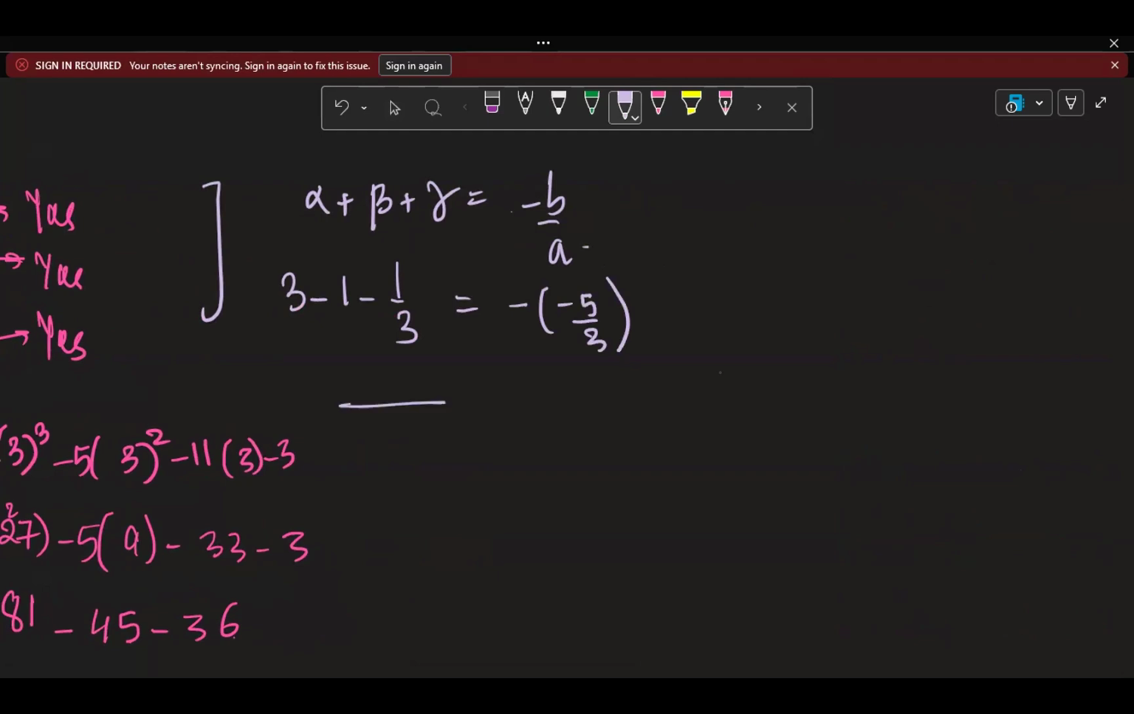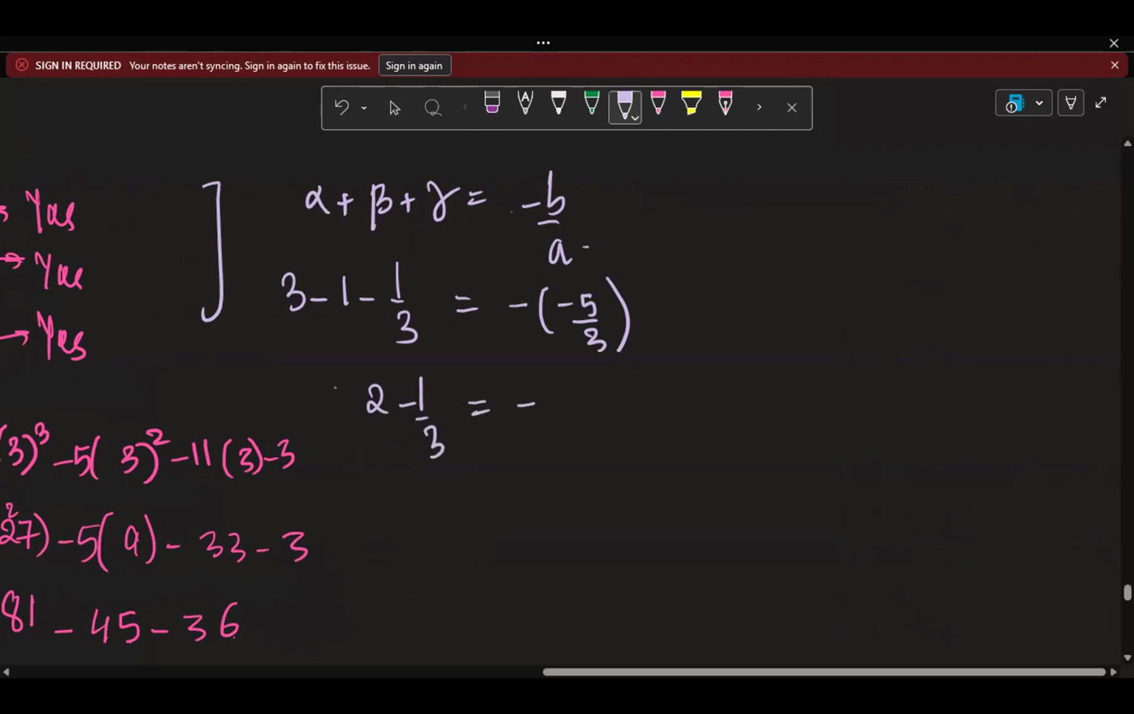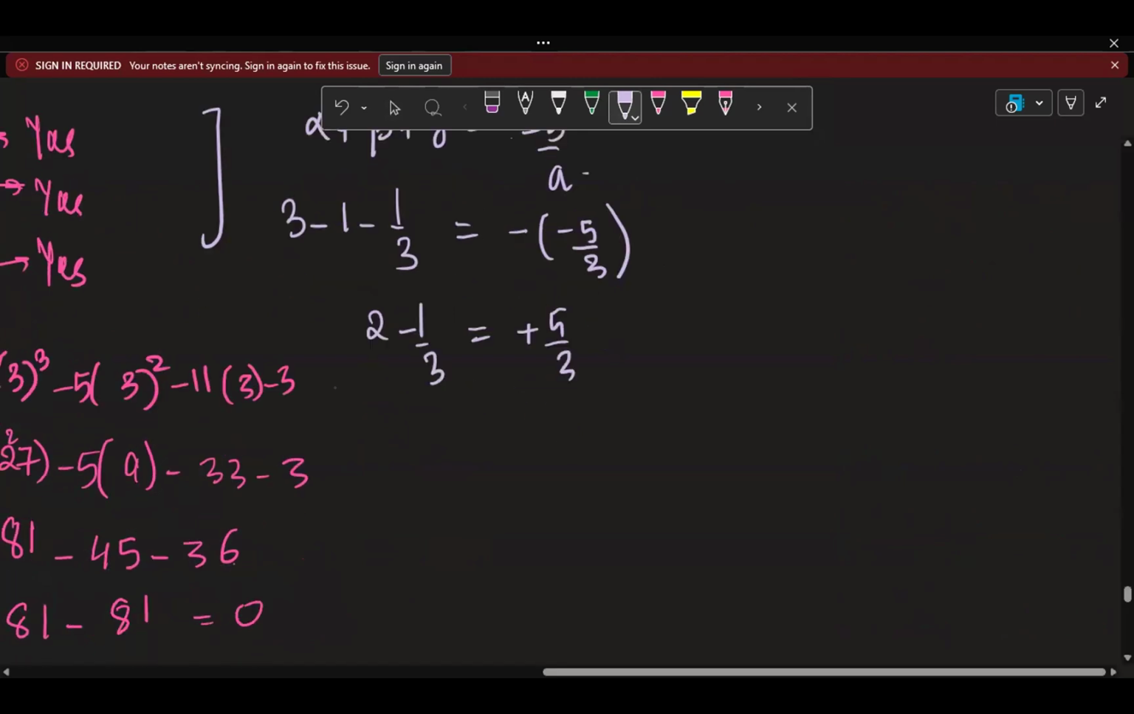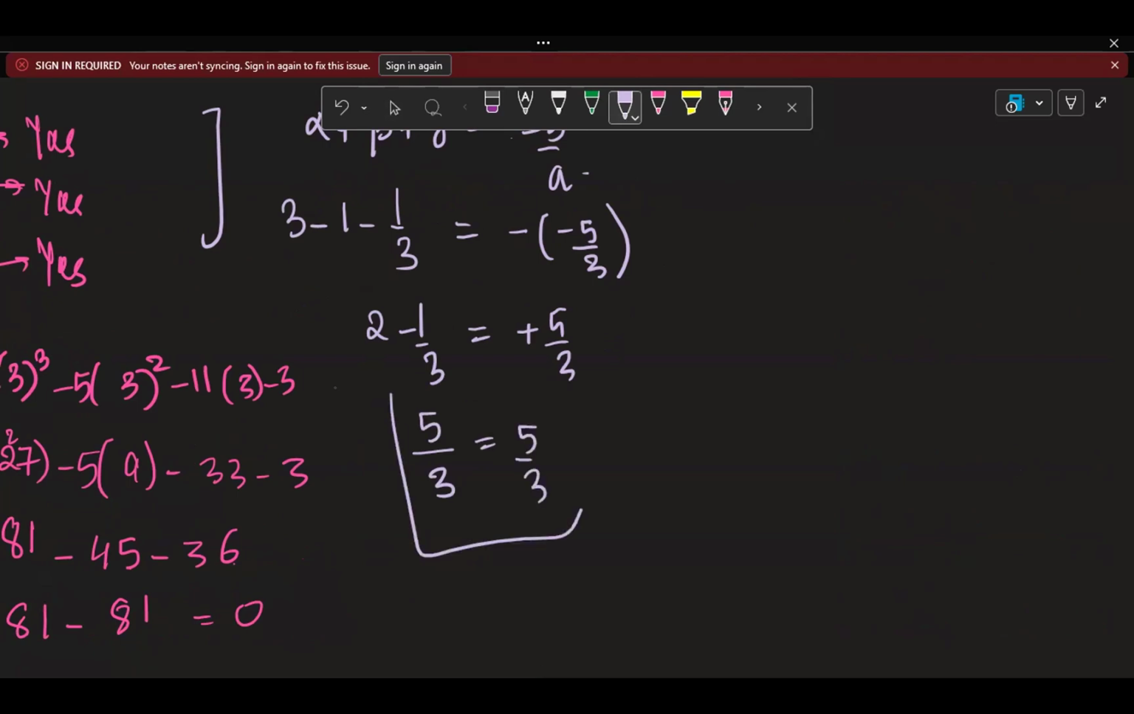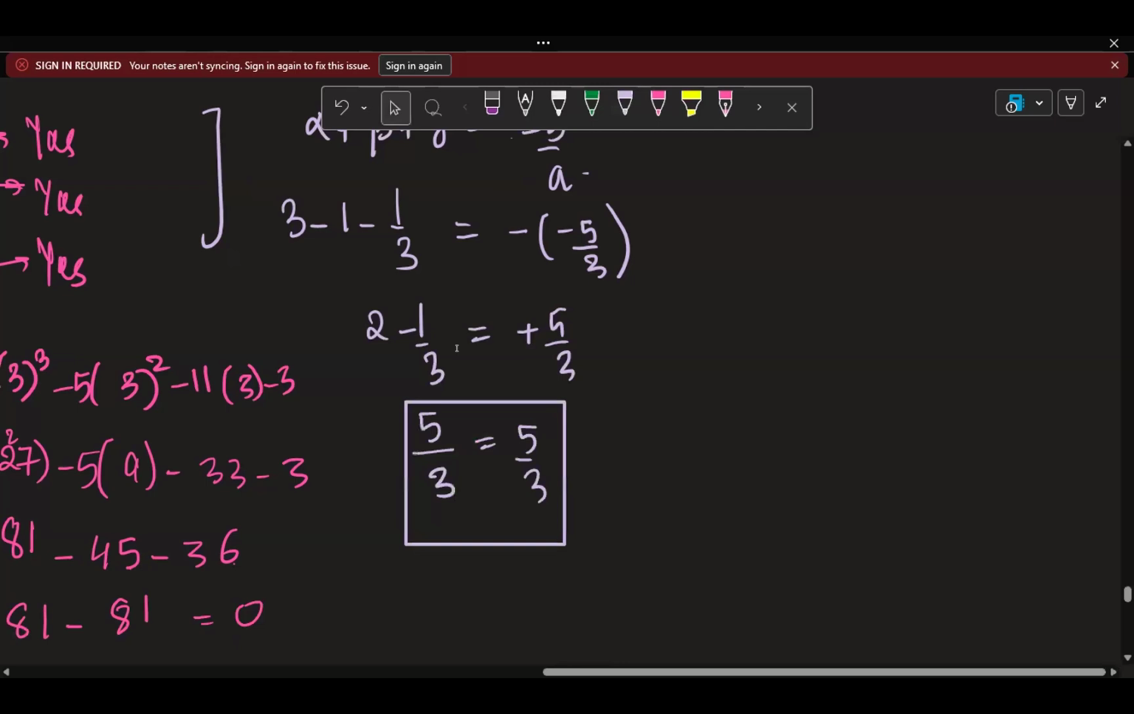Let's check. The LCM over here is 3, right? Wait, you can do like this. 2 minus 1 by 3 is equal to 5 by 3. See children, you will get 5 by 3 here also. 6 minus 1 is 5. Okay. So the first relation is verified.